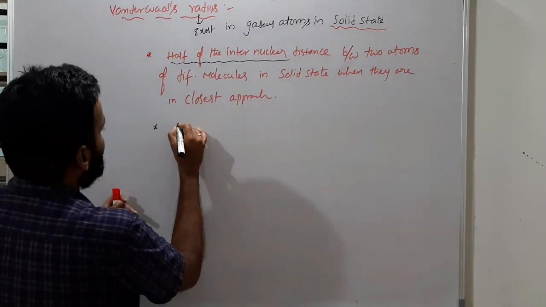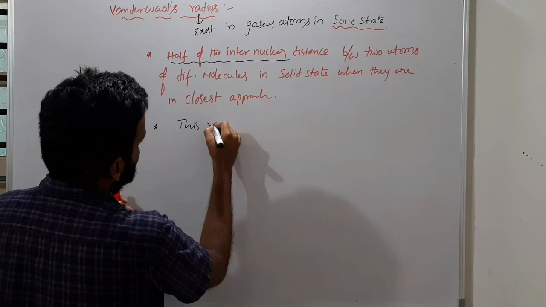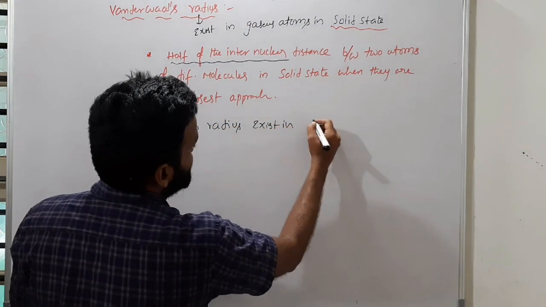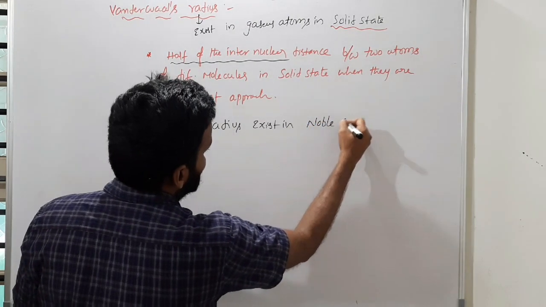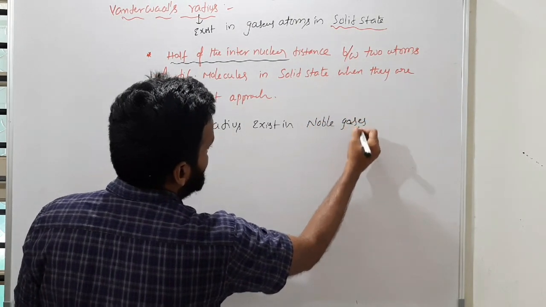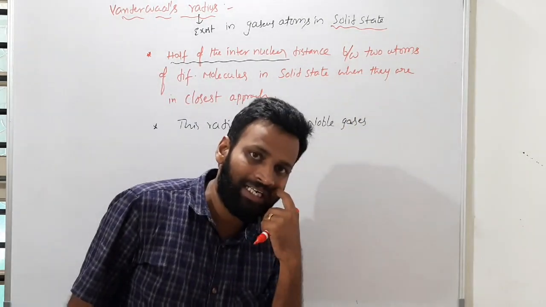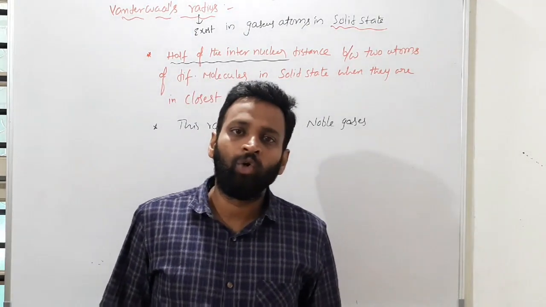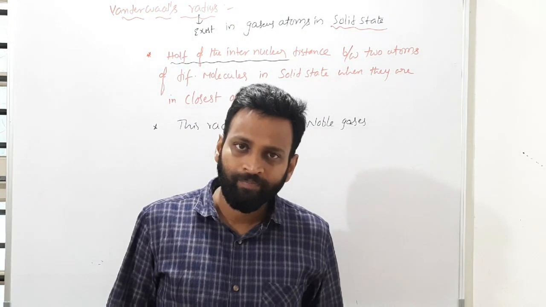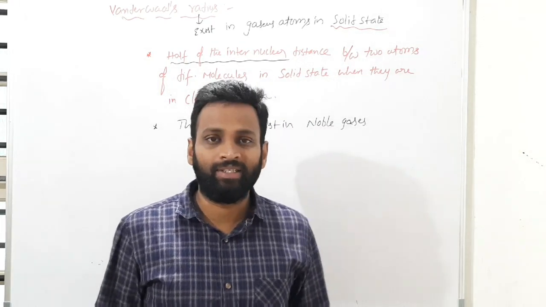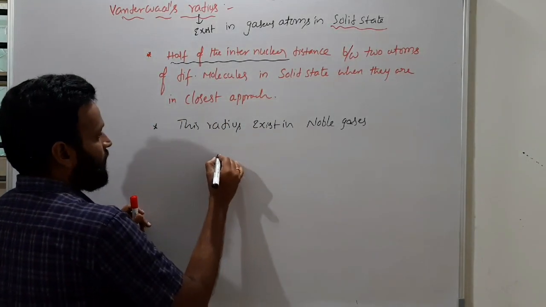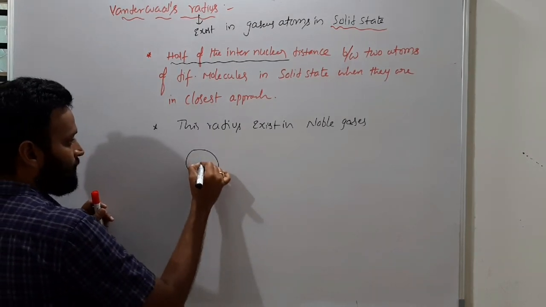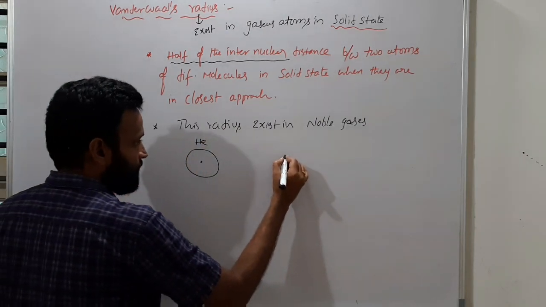So this radius exists in noble gases. In noble gases, what radius are we considering? Van der Waals radius. Remember this point, everyone. In noble gases, we are considering Van der Waals radius. This is very, very important. Suppose here I am taking one helium. This is one helium, this is another helium.